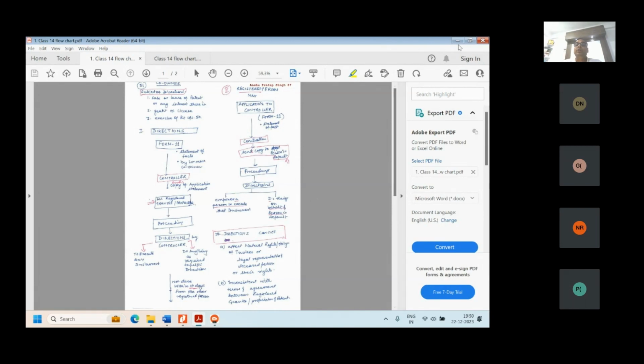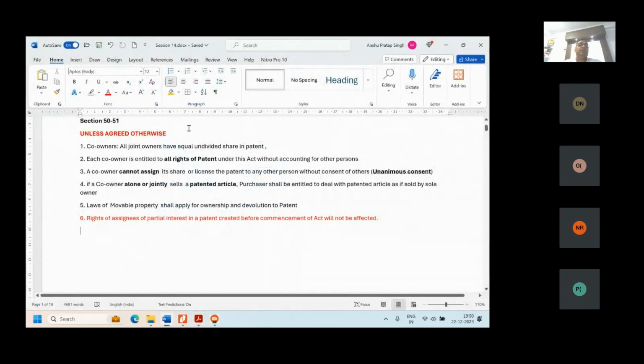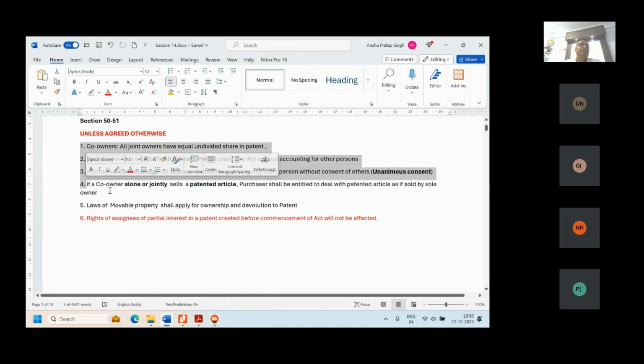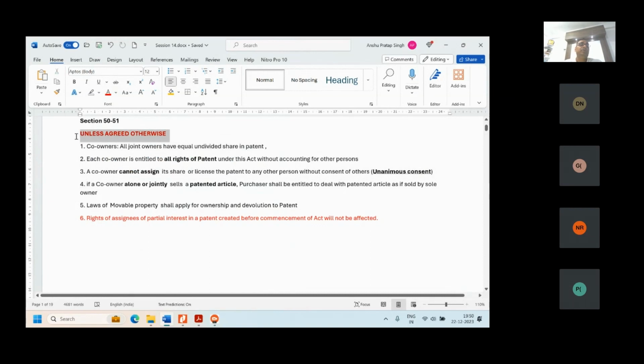Okay. One thing I will again emphasize is that the entire understanding, 1, 2, 3, 4, is subject to unless agreed otherwise. Co-owners can agree among themselves that one person will be holding 10%, another 20%, 30%, 40%. They can do that. So if there is an agreement to that effect, that will be followed.